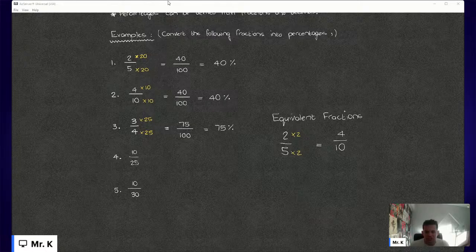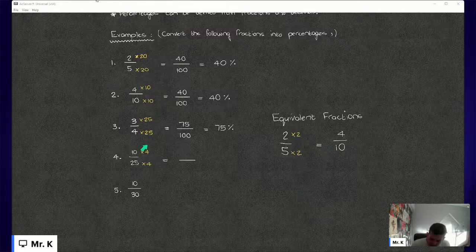Right, 10 over 25 is the next fraction that we want to look at. I hope that this is making some sense to you guys. Please make sure that you are copying notes. Right, 10 over 25. How do I change this to be a fraction out of 100? Well, the number 25, the denominator, fits into 100 4 times. So if we multiply by 4 at the bottom, we're going to do the same at the top, right?